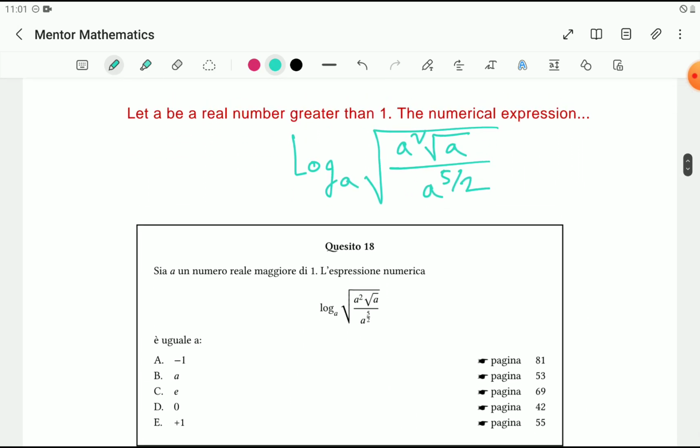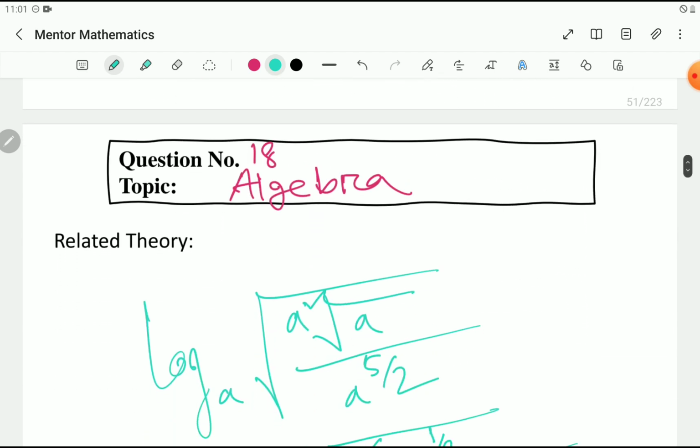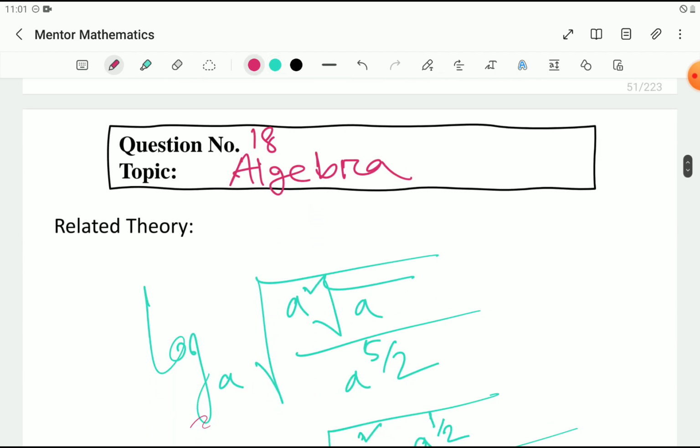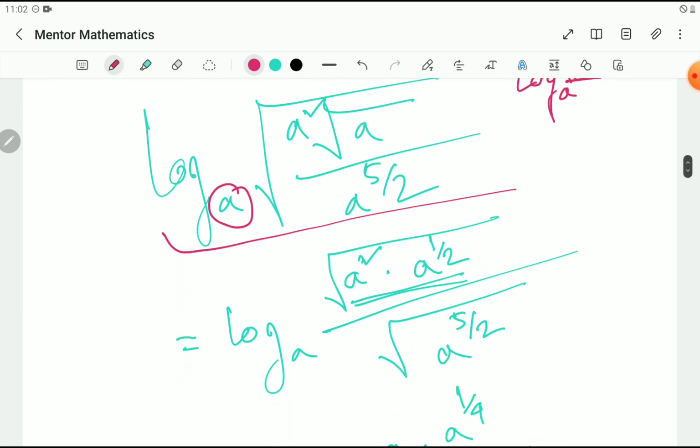Okay, this is problem number 18. Let's solve this problem. Let A be a real number greater than 1. The numerical expression is equal to what? We have to find out the value. So let's do it. So this is the equation given. Log A is the base here, and this is the value of x. If we write log A of x, x is given here, this complex equation.